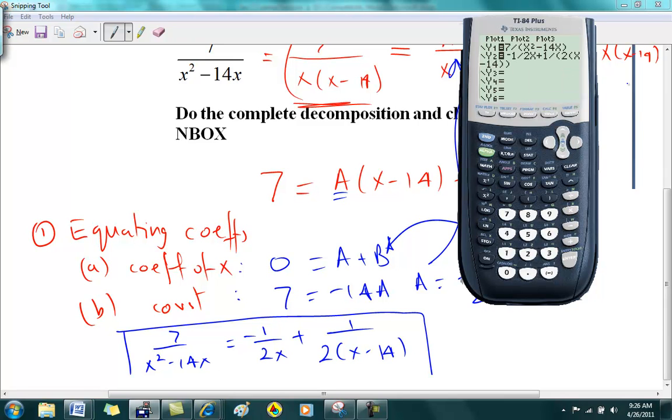Okay, what happened here now? 7 over x squared minus 14x. Oh, you need parentheses. Second insert, parentheses, and second insert, parentheses. Oh, good golly, see what happens when you don't.